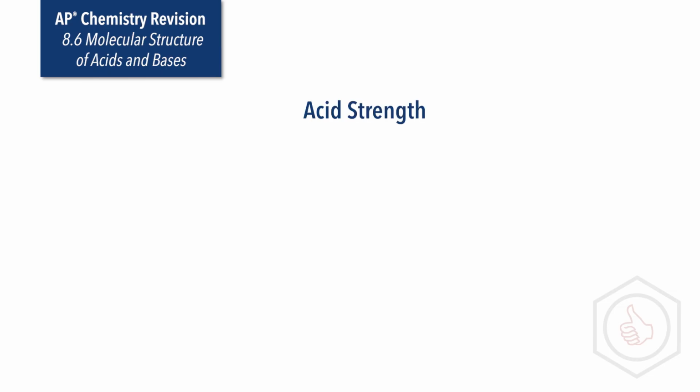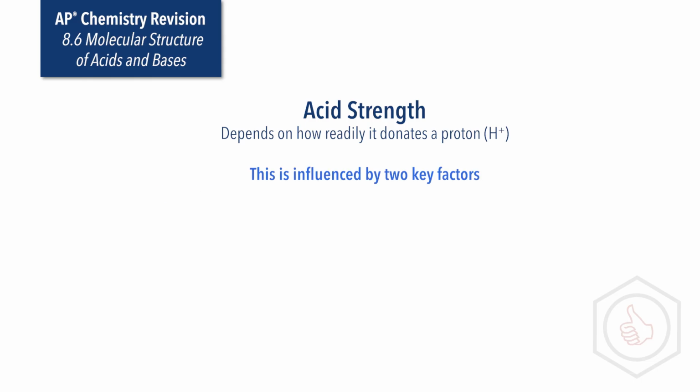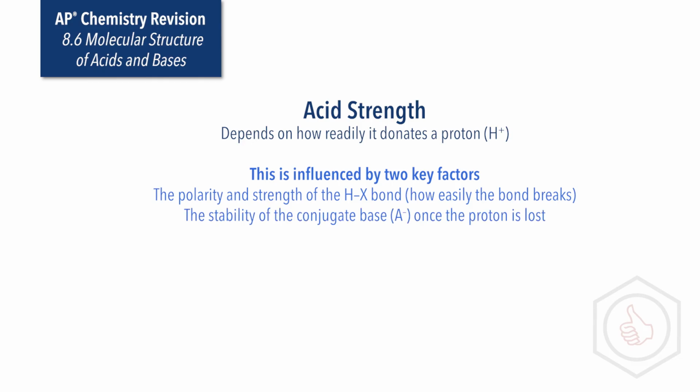The strength of an acid depends on how readily it donates a proton, an H+ ion. This is influenced by two key factors: the polarity and strength of the hydrogen bond within the acid, so how easily the hydrogen bond in the acid can break, and the stability of the conjugate base, the A- ion, that gets formed when the proton is lost. The more stable the conjugate base, the more the HA equilibrium favors dissociation, and the stronger the acid.